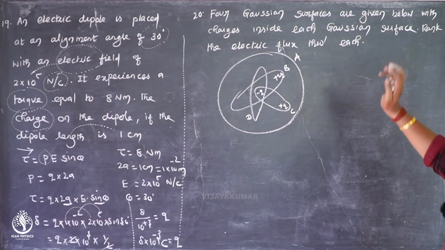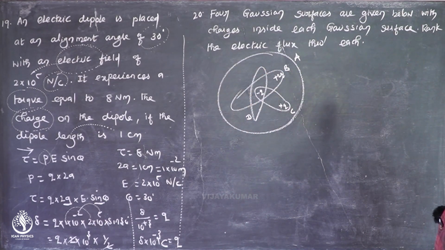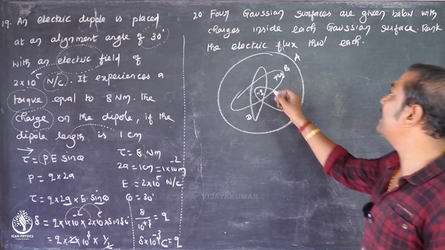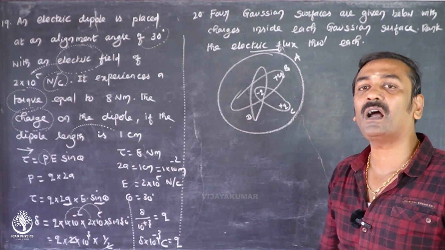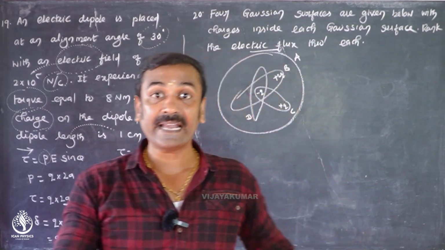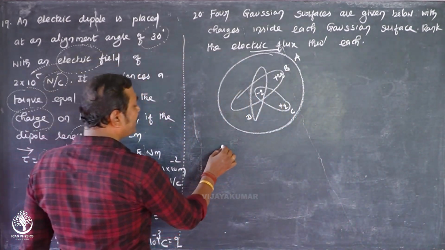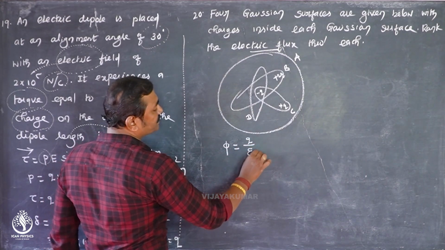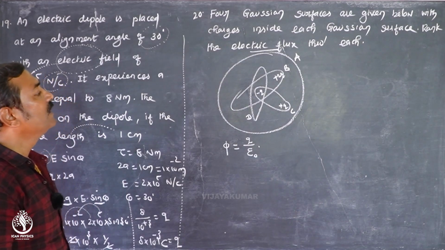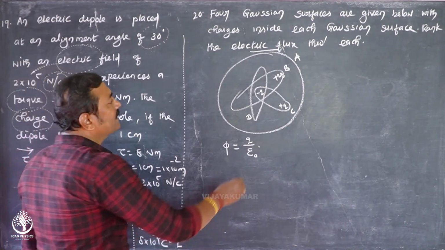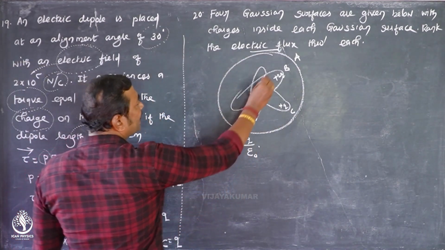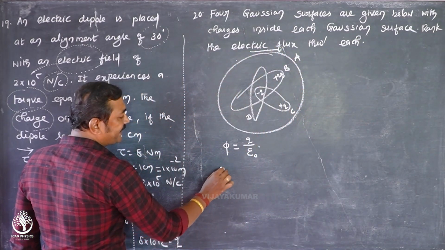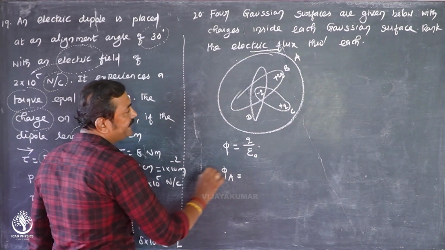The 4 Gaussian surfaces are given below with the charges inside each Gaussian surface. Rank the electric flux. So calculate the electric flux, then rank the electric flux. So what is the formula for flux? Flux phi equal to Q by epsilon 0. Okay. Suppose I want to calculate the flux for the Gaussian surface A. So that it can be taken as phi A equal to.